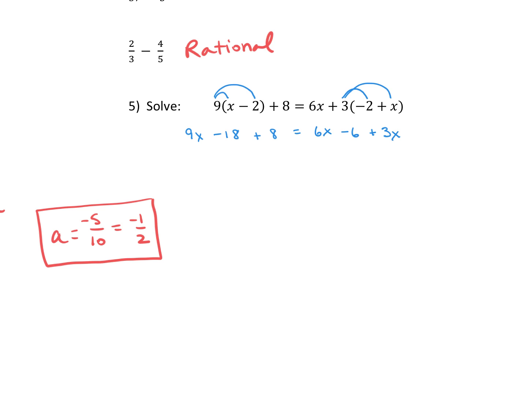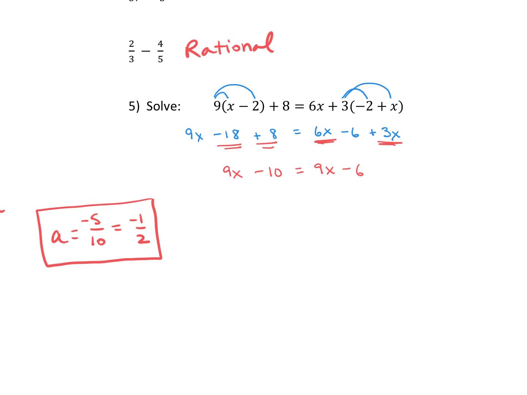All right, so we are going to combine like terms before we think about crossing that equal sign. We have a 9x, but this minus 18 plus 8, those are like terms that we combine. So I'm going to carry down the 9x, but then negative 18 plus 8 is a negative 10. Over here, we can combine our x's. We have 6x plus 3x. That gives us 9x, and then minus 6.